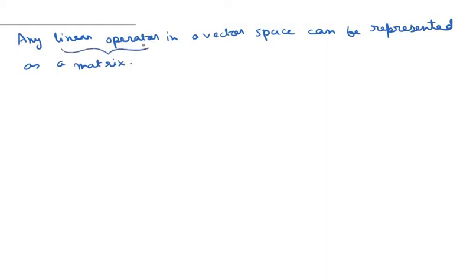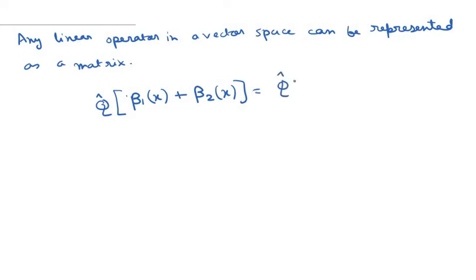Okay, this is a well-known fact that any linear operator in vector space can be represented as a matrix. Now, what is the meaning of this term linear operator? Linear operator means if I have an operator Q, then Q acting on, let us say, two wave functions, beta 1x plus beta 2x, is equal to the sum of Q acting on the wave function beta 1x plus the operator Q acting on the wave function beta 2x. Okay, so this is what a linear operator means. A linear operator must satisfy this property.